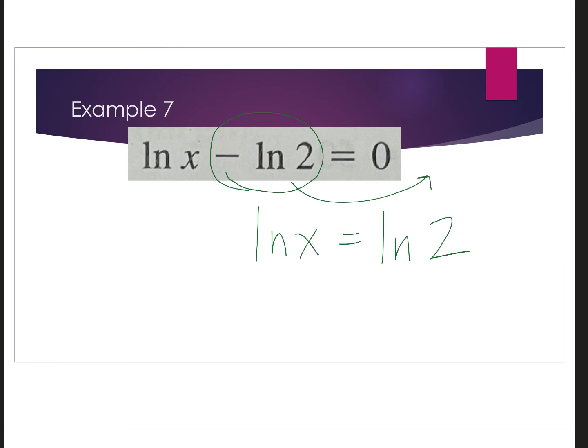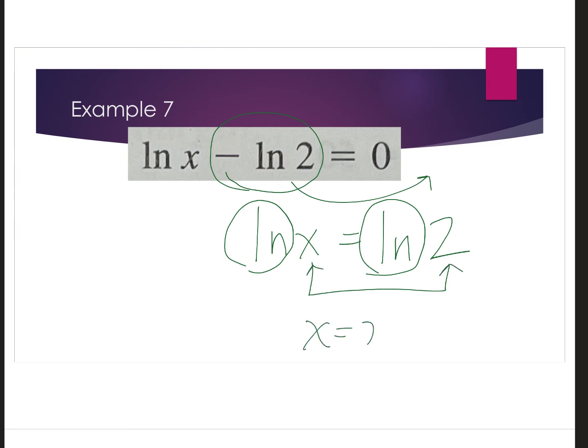Do I have equal bases? And I do, right? This is natural log, which is base e. This is also natural log, which is base e, which means in this case, these arguments will be equal to each other. This is x equals 2.